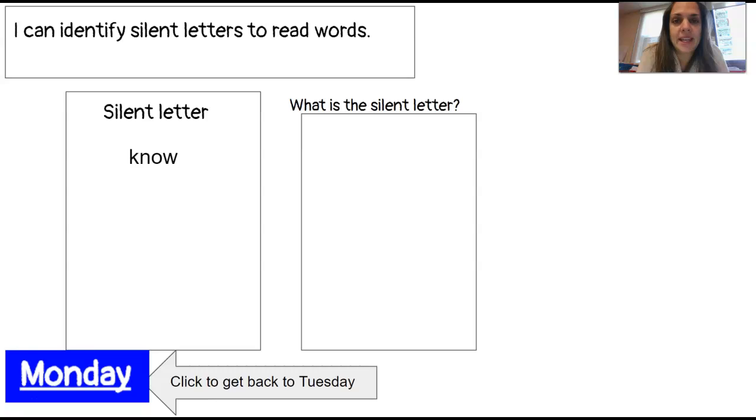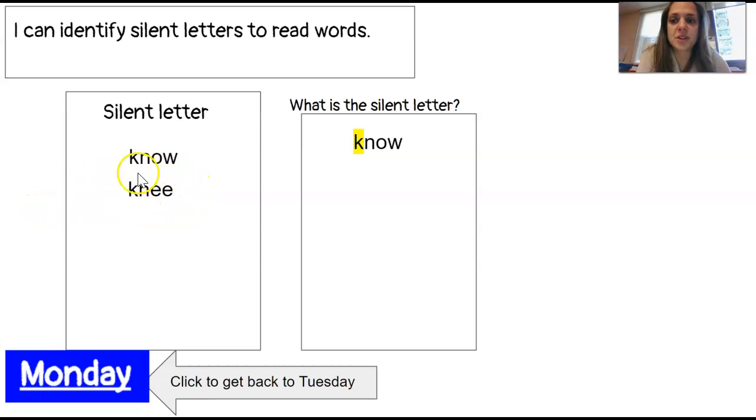Now I want to think as a reader, what is the silent letter? Well, I hear N in the beginning. That makes an N sound. So that tells me that the silent letter is K. The more I work with these words that have silent letters, the better I will be able to read these words with silent letters. Let's look at our next word.